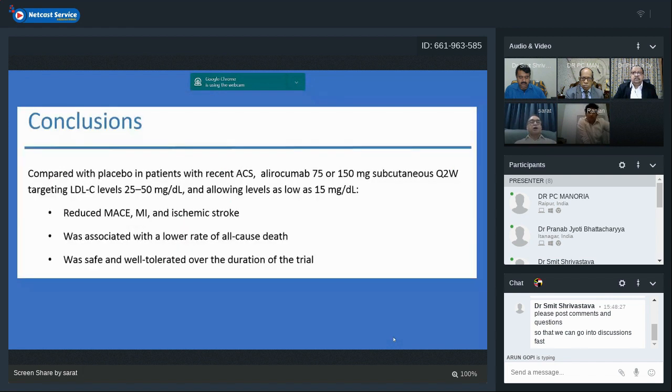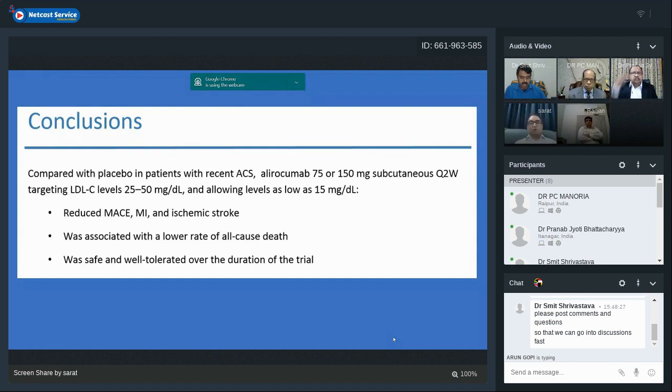And the conclusion is, compared to placebo, in patients with recent ACS, alirocumab 75 to 150 milligrams subcutaneous every 2 weeks has brought down the LDL significantly, and it reduced the MACE, MI, and ischemic stroke, and was associated with a lower rate of all-cause death. It was safe and well-tolerated over the duration of the trial.